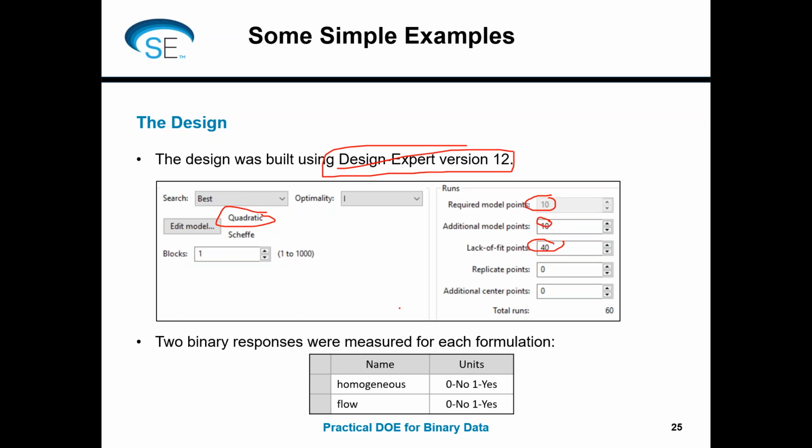And when we have binary data, we've noticed that it's often very good to have a space that's covered well rather than, say, using replicates. I'm going to talk about this a little bit later. And there are 2 responses that they measured, homogeneous and flow. Both were yes and no.